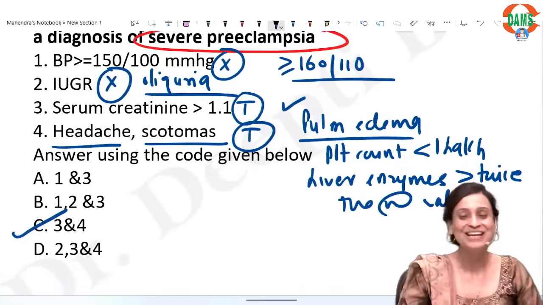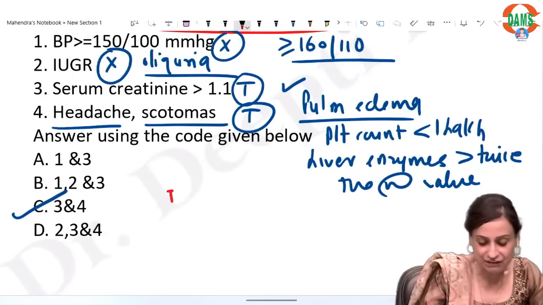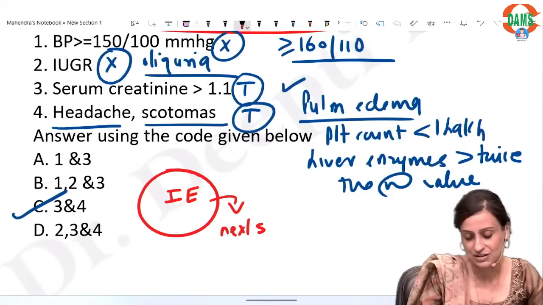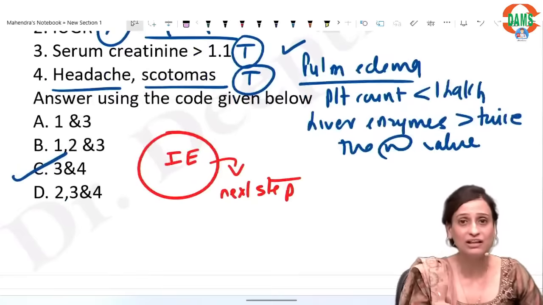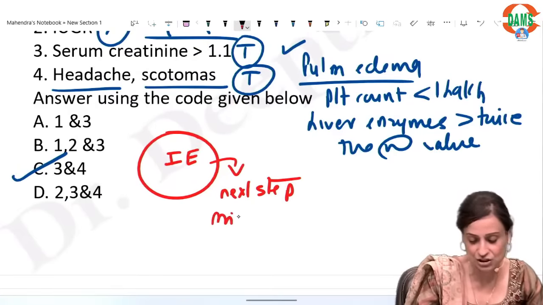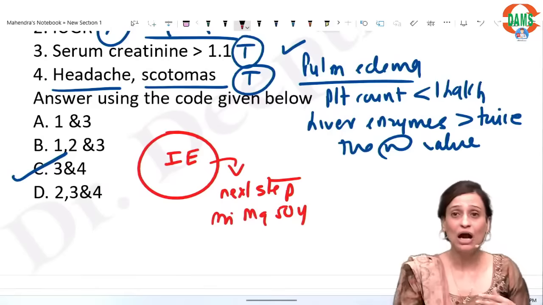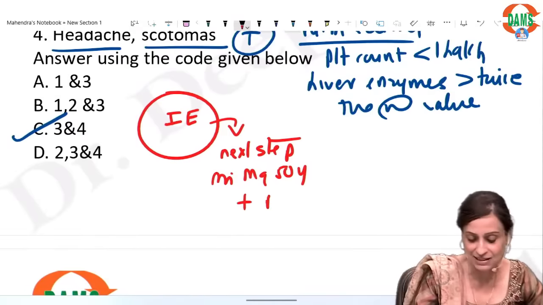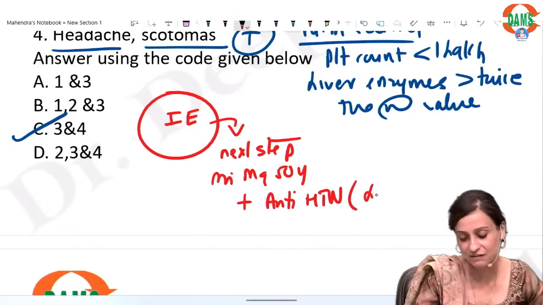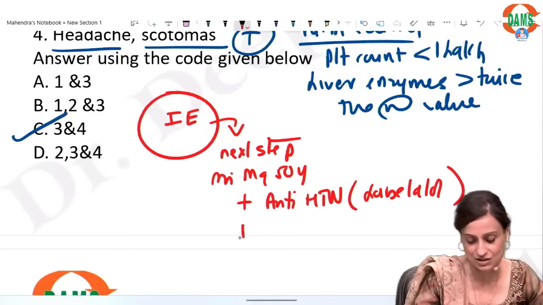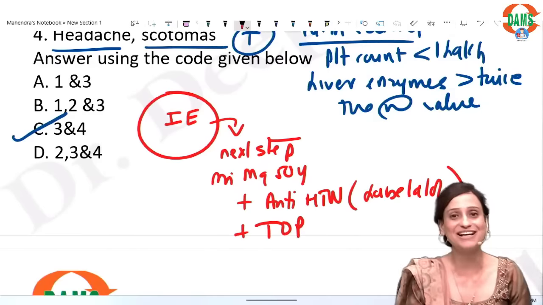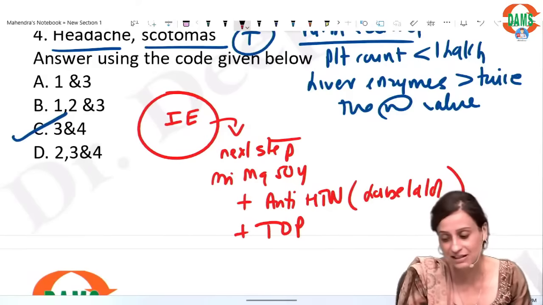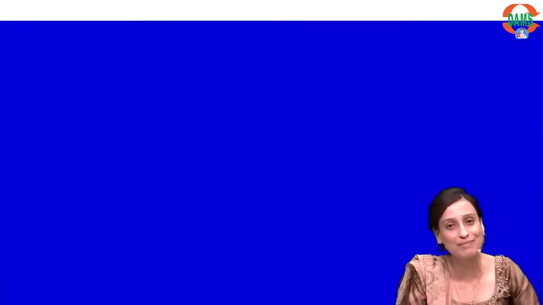I'm very happy. Remember one more important thing. They often give you a question on IE, impending eclampsia. If they ask you next step and you have to mark one answer, then it is going to be injection mag sulfate. If you are going to answer it in the form of multiple completion type, then it should be mag sulfate plus antihypertensive, which is labetalol, plus it has to be termination of pregnancy once you stabilize the patient. So be careful. If it is multiple completion, you should include all of these in the management.